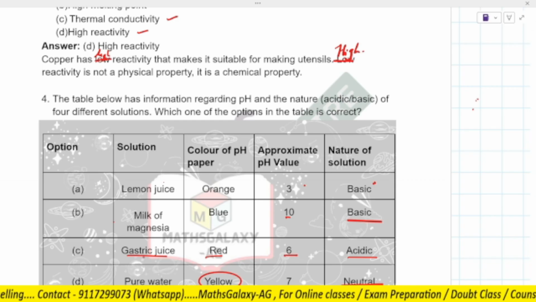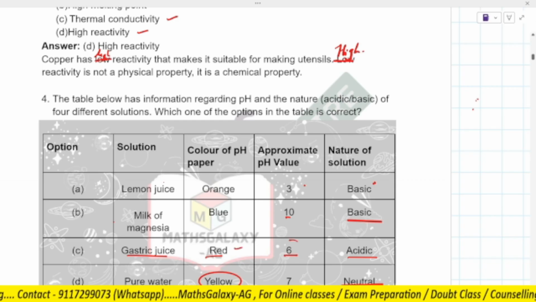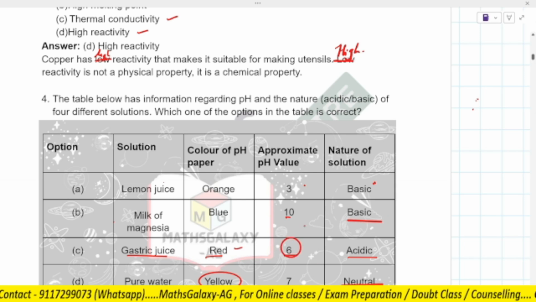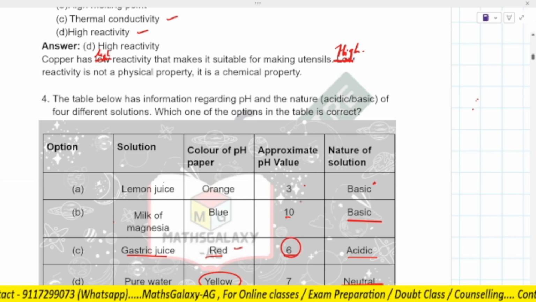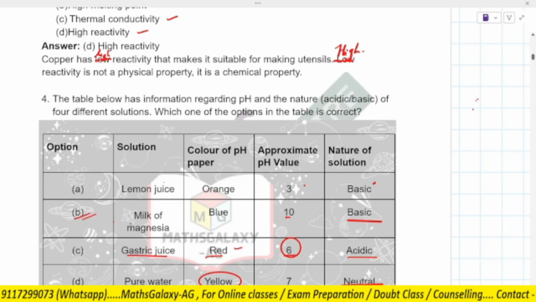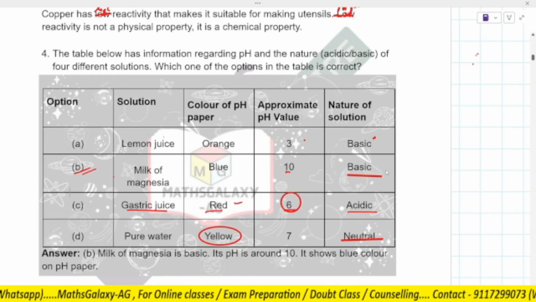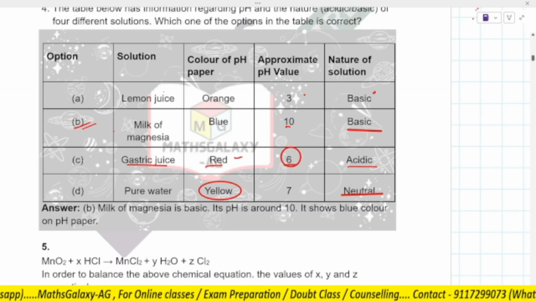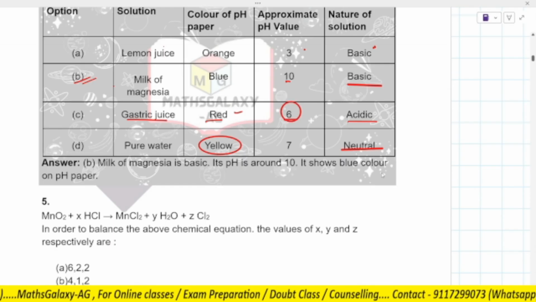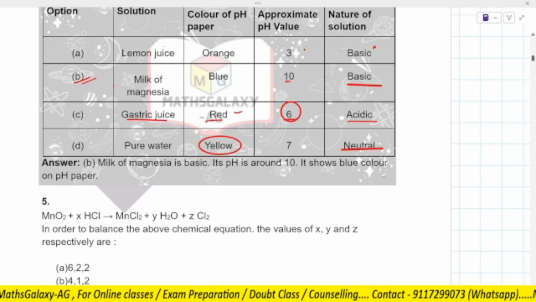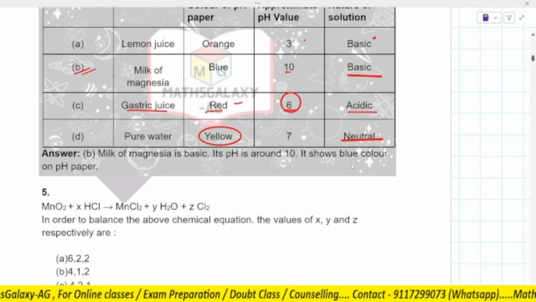Similarly, gastric juice turns red, right, but the pH is wrong. Okay, is it clear? So for B, all the information is correct. Milk of magnesia is basic. Its pH is around 10, and it showed blue color on the pH paper, right?